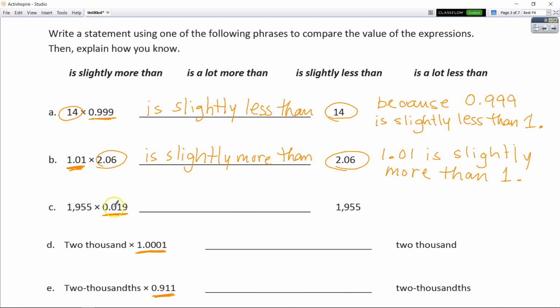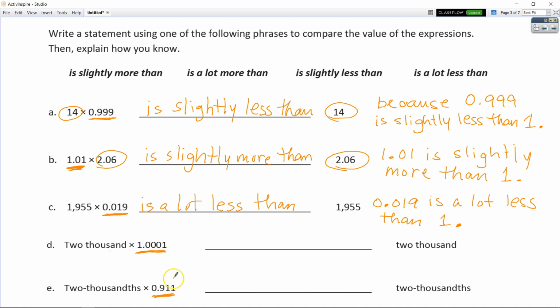So because this number is so far away from the number 1, it's a lot less than 1. We know that when we multiply 19 thousandths by 1,955, it's going to be a lot less than 1,955. Let's go ahead and write in is a lot less than. And we're going to say that 19 thousandths is a lot less than 1.